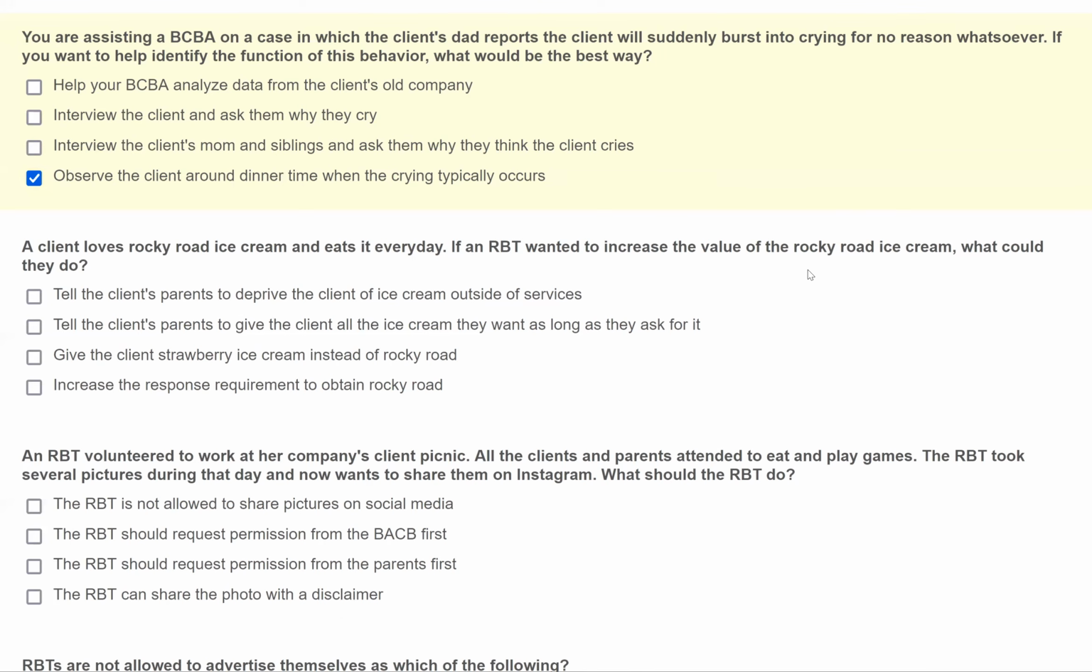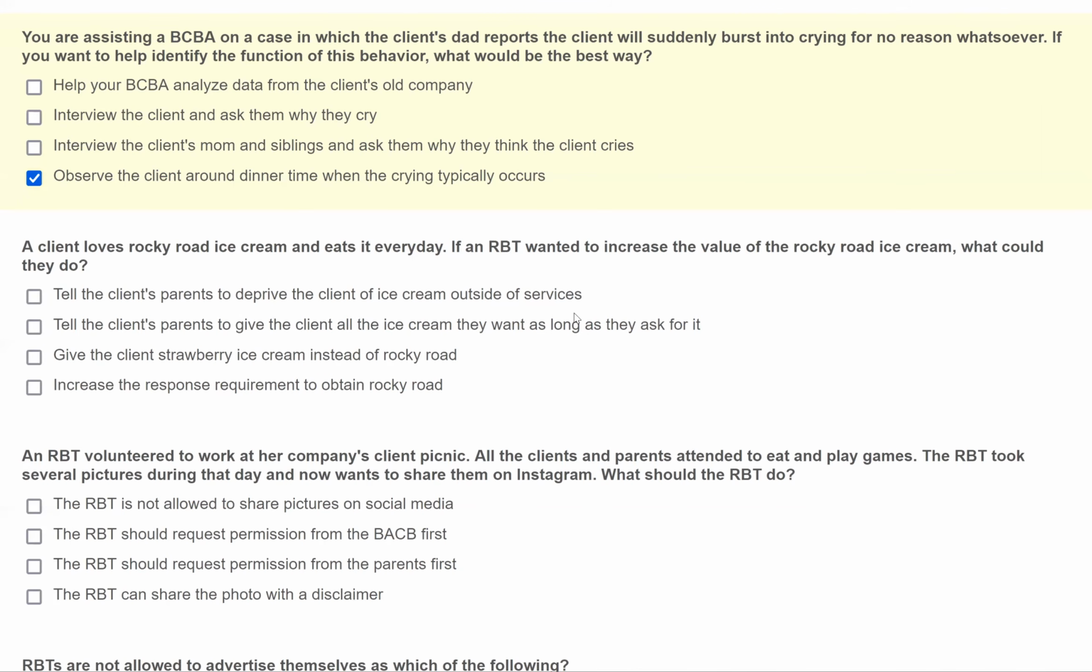Think about your favorite restaurant that you, let's say, eat at once a month and how excited you are for that once a month, the value, right? Because you've been deprived. If you ate at that favorite restaurant all the time, well, slowly you satiate, the value is not as high. B, tell the client's parents to give the client all the ice cream they want as long as they ask for it. That's going to satiate them. If anything, it most likely won't increase the value.